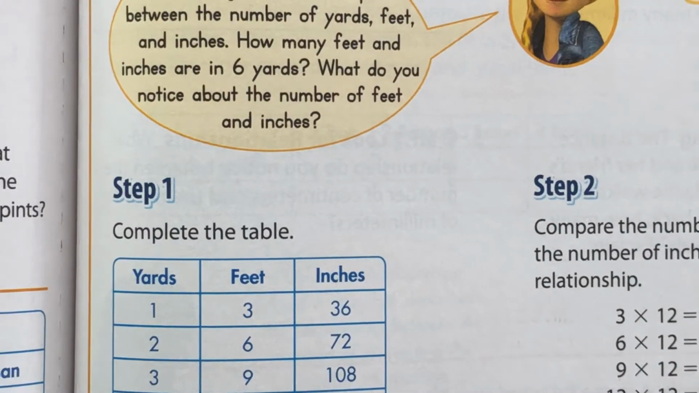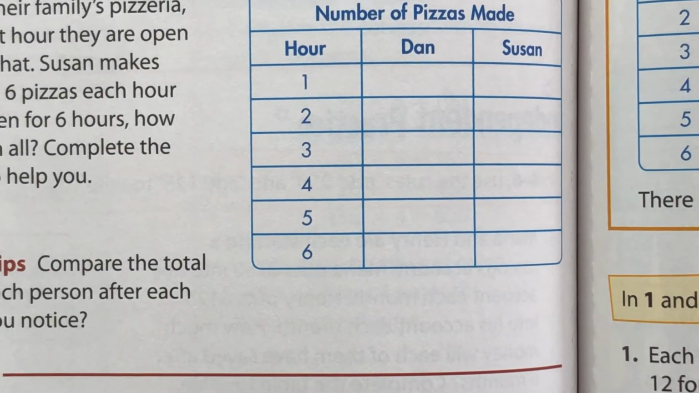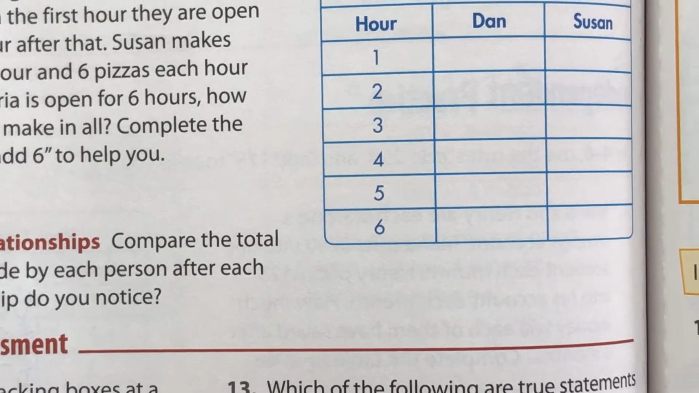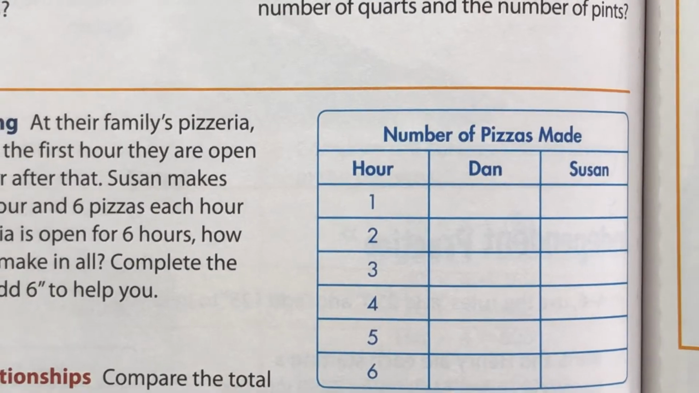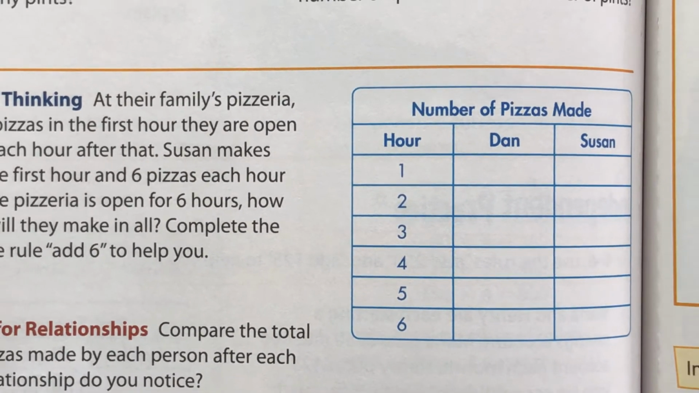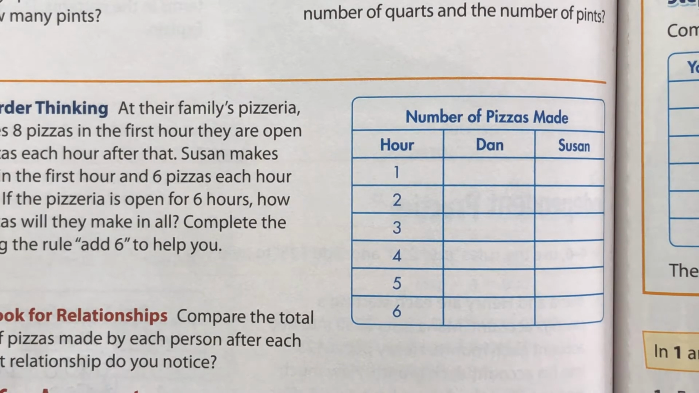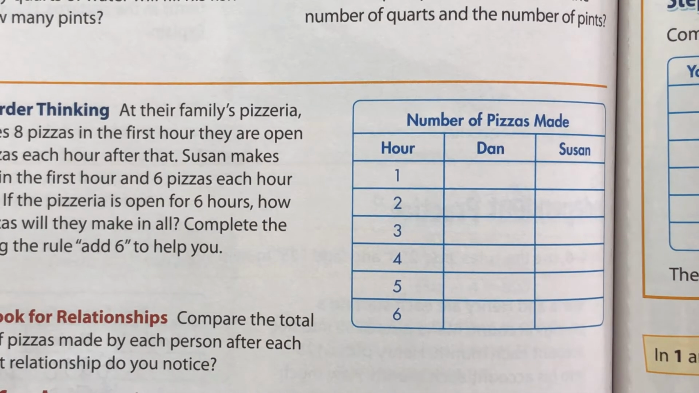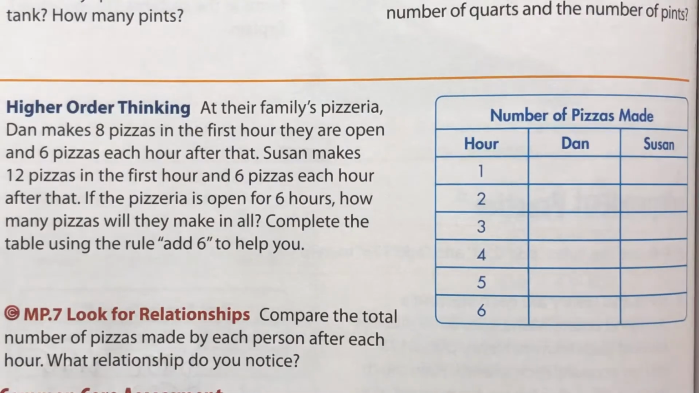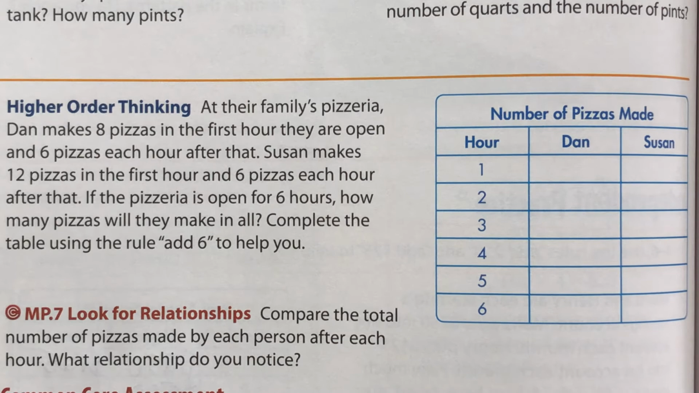Right now I'm turning to page 822 in my workbook. Page 822. All right, so this problem, I'm on problem 10 on page 822, okay? It says, at their family's pizzeria, Dan makes 8 pizzas in the first hour they are open and 6 pizzas each hour after that. Susan makes 12 pizzas in the first hour and 6 pizzas each hour after that. If the pizzeria is open for 6 hours, how many pizzas will they make in all?